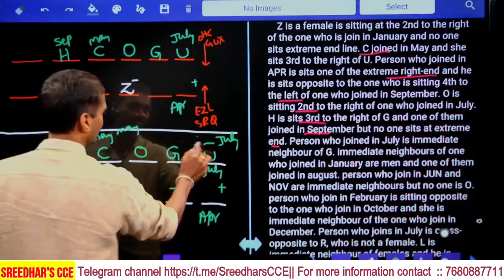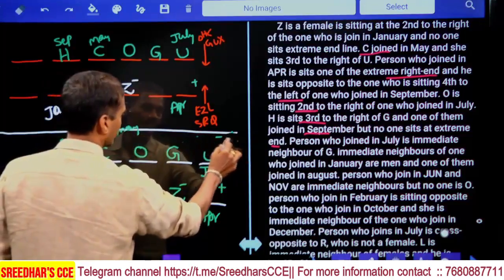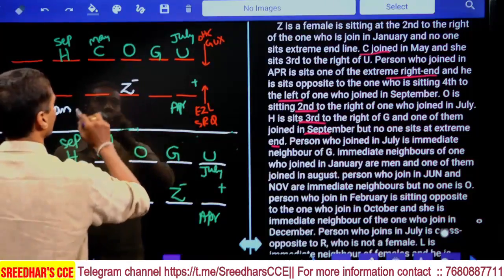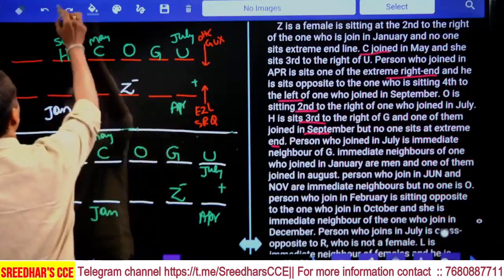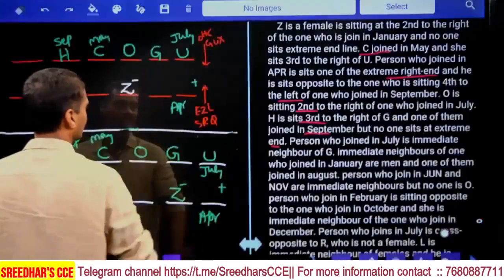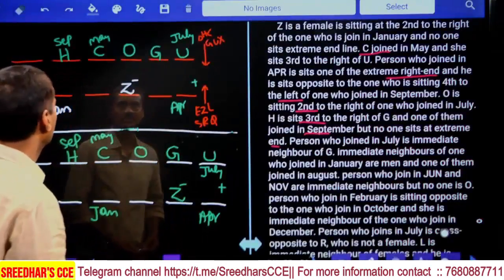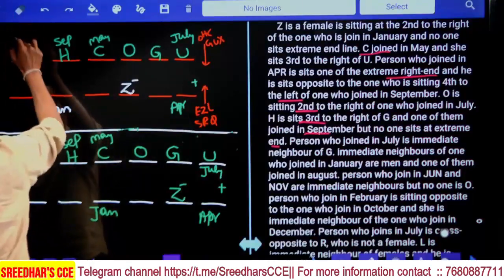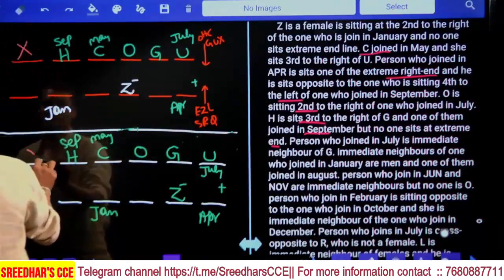Now, as of now, the persons who are facing south were finalized. Right? All those facing south are finalized. Then, coming to the next information. What is the next information we have? One more person is left out. Who is that person? X is the person left out. X is here.